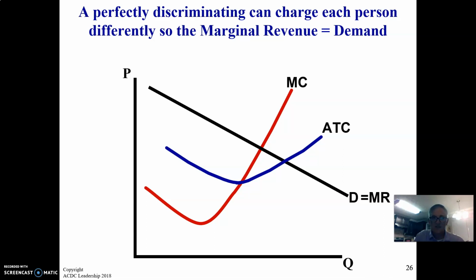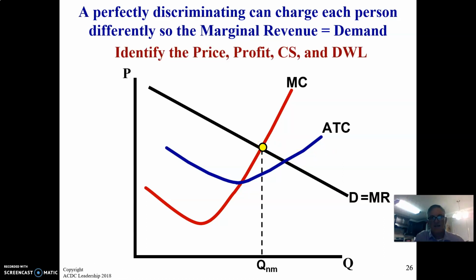You're just going to have to be able to come up with a way in your mind, that when you're talking about price discriminating monopolies, you can get rid of that marginal revenue line being separate from the price or the demand curve. Okay, so they're going to produce where MR equals MC, just like everyone else would. So we're going to identify the price, the profit, the consumer surplus, and the deadweight loss.